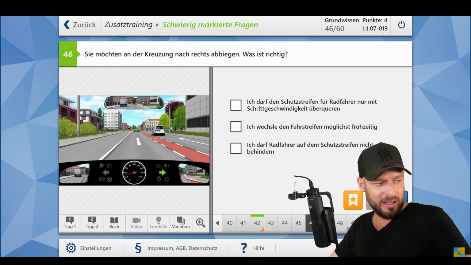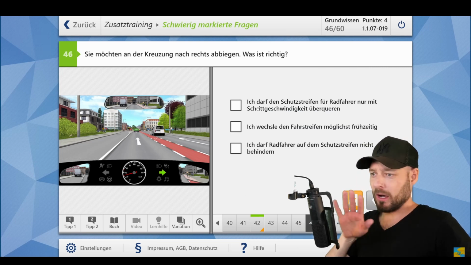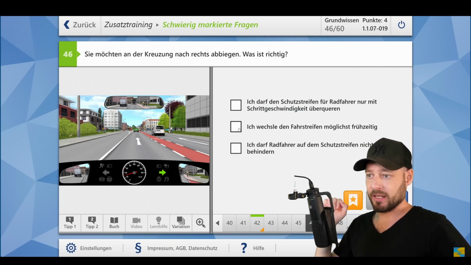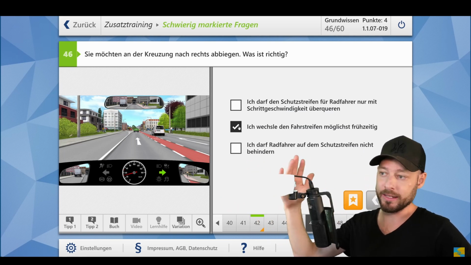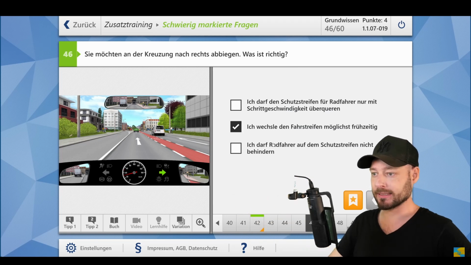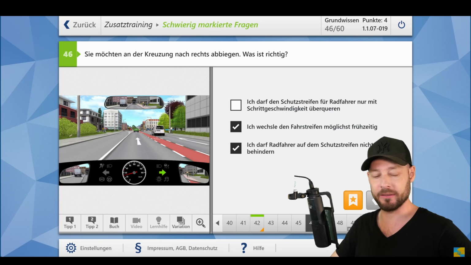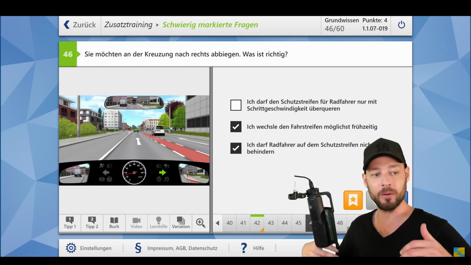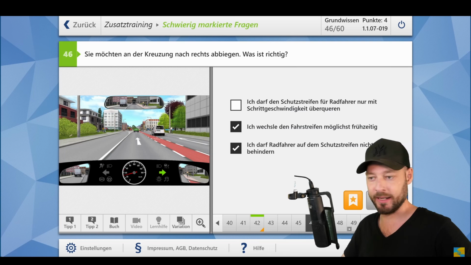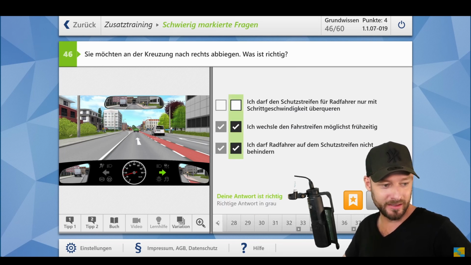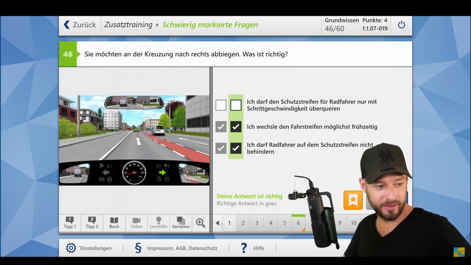So, we will only cross over at walking pace, under no circumstances. We will change lanes as early as possible. That sounds good, not waiting until the end, like with the merge lane, but crossing over immediately when there is time and space. We are not allowed to obstruct the cyclist, that is also correct. As I said, he must not only not be endangered because of us, but also not obstructed. That makes a difference. So, then I have marked another important point here.